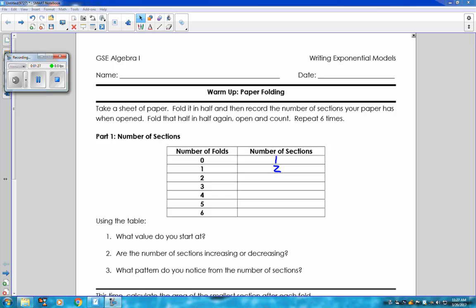How many do I have? You can count the number of sections. So if I fold it in half again, how many do I have? Not 6. 8. Why is it 8? It's 8.